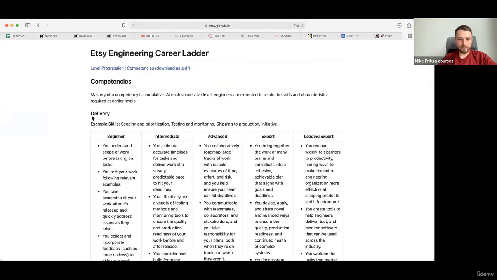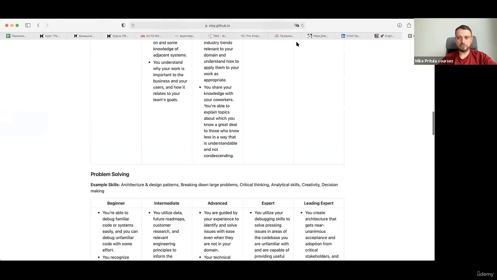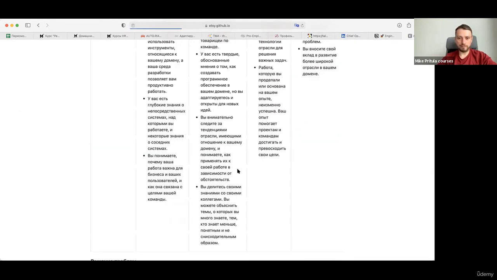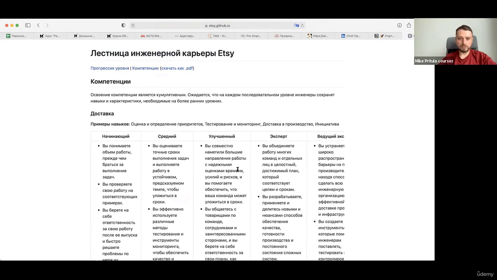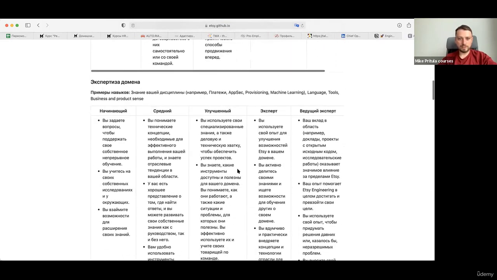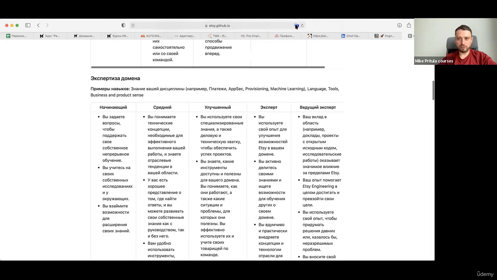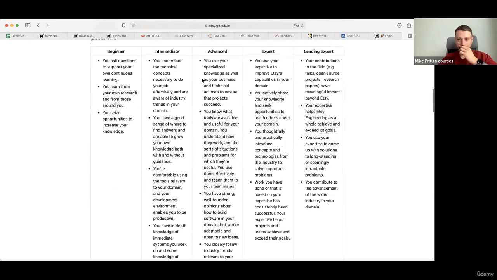There are different competencies, professional ones laid out at the delivery, domain expert levels, and so on. Again, if you need it in Russian, turn on auto-translate. Auto-translate works pretty well now. Domain expertise. You can copy directly from here. Well, it will be in Russian further down.